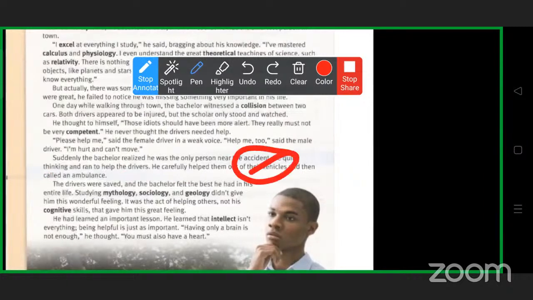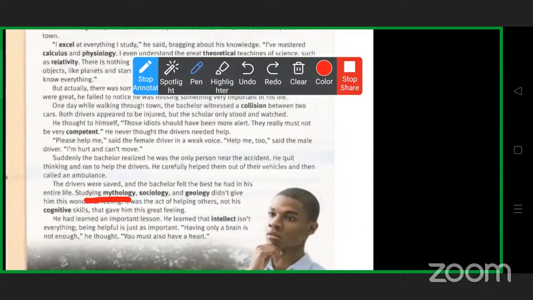Then they called an ambulance. So an ambulance came. The drivers were saved, and the bachelor felt the best he had in his entire life. Experiential things are much better than having knowledge alone.